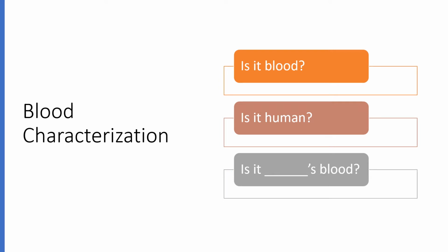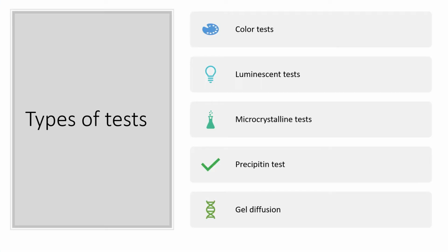3 jobs of blood characterization. There's a variety of different kinds of tests that you can use to rule in the possibility of that being blood or being human blood or somebody's blood, and other tests that you might prefer to use to rule out that fact. Color tests are pretty straightforward. They change color when introduced to blood, say from clear to pink, for example.